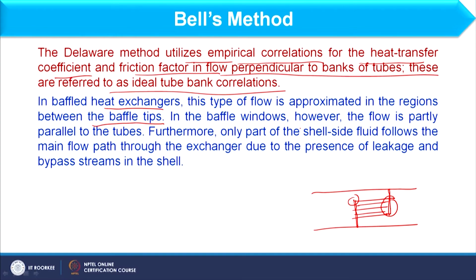Now, in the baffle window, what is the window? The window is basically this section, which is between the baffle tip and the shell inside diameter. In the baffle windows, however, the flow is partially parallel to the tube, because the movement is like this. Here it is completely cross flow, and here it is parallel to the tube, parallel to the flow which is available in the tube.